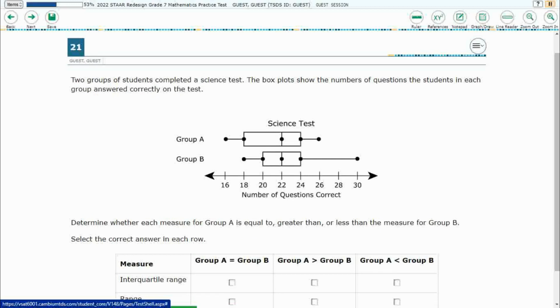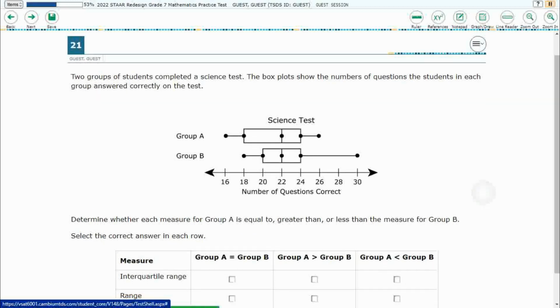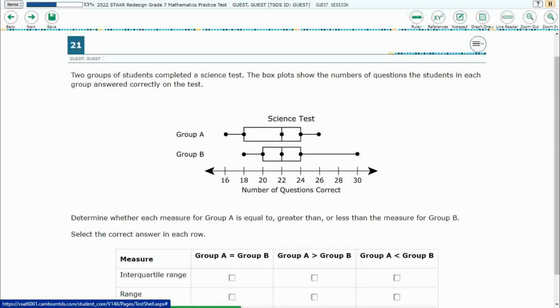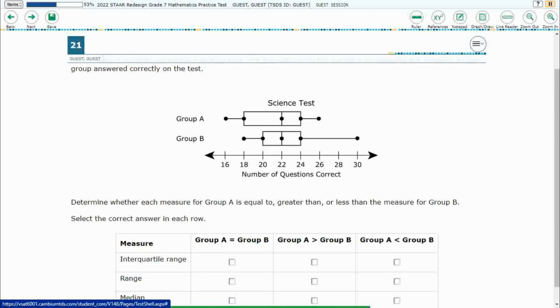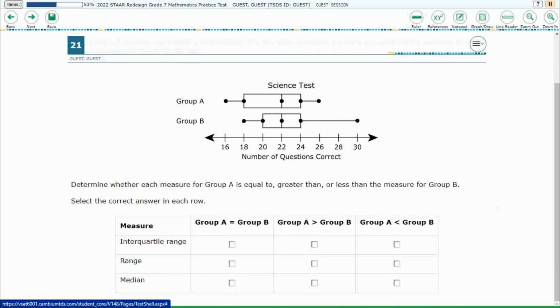So we have two groups of students, A and B, who completed a science test. And then we've got a box plot here that shows the number of questions that the students in each group answered correctly. Now, take a look at this table match down here.